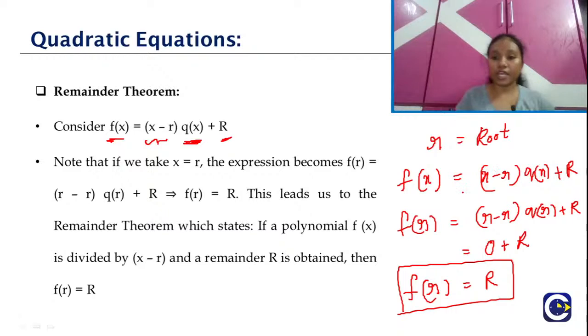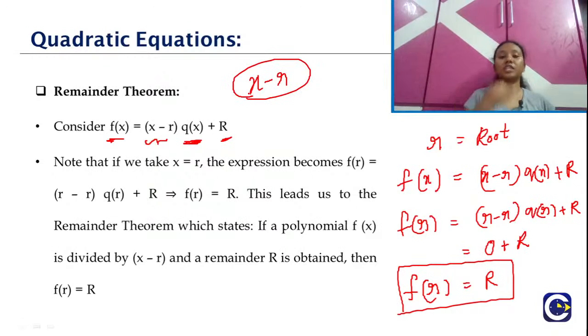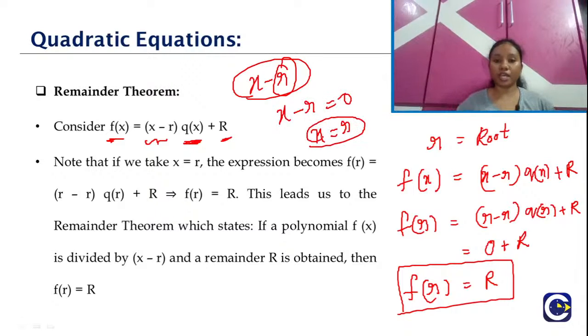That means if we are going to divide by the factor x minus r, then instead of doing the whole long division method to get the remainder, what can we do? We can take this root, that is x minus r equal to 0. That means x equal to r will become my root. And now I can directly take this r and substitute it in my given equation, and that value will be directly equal to my remainder. So this is called my remainder theorem here.